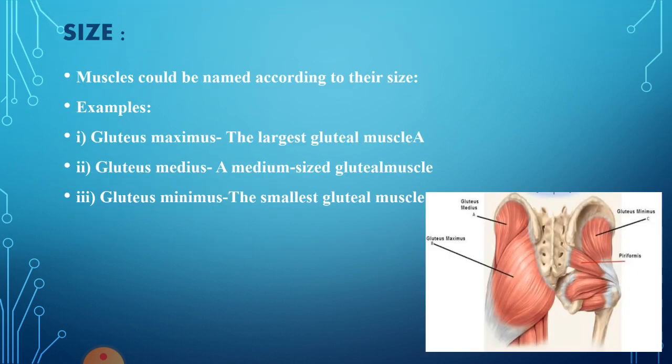The next is on the basis of the size. So we can classify the muscles on the basis of their size as minimus, medius, and maximus muscle. If the muscle has the smallest size, then we will name it as minimus. If the muscle has medium size, then we will name it as medius. And if a muscle has largest size or large size, then we will name it maximus. And if we take the example of gluteus muscles, then we can classify them according to their sizes as gluteus minimus, gluteus medius, and gluteus maximus muscle.